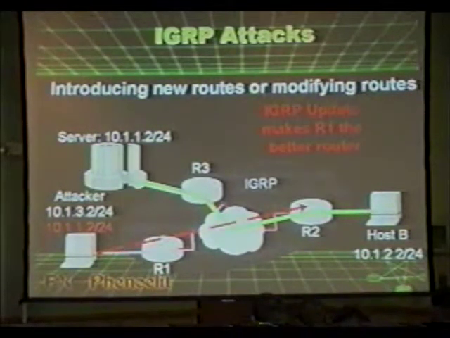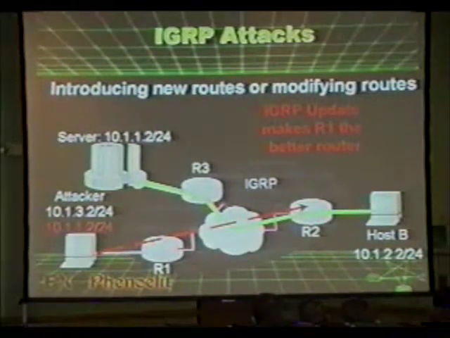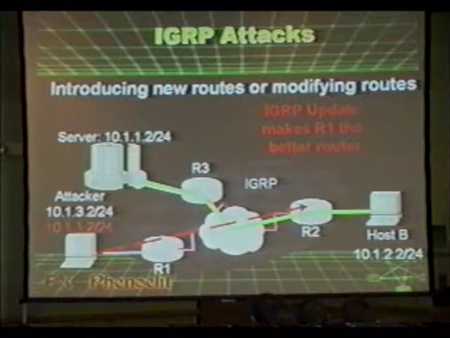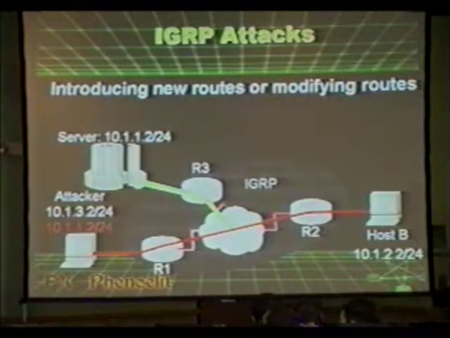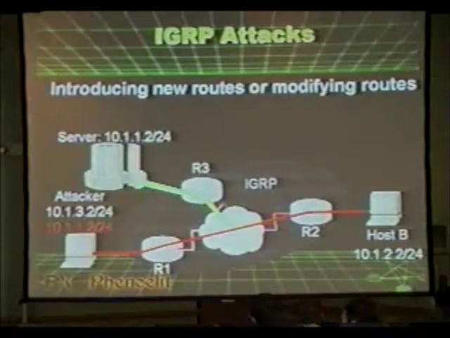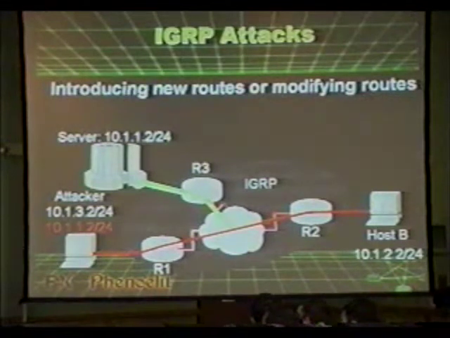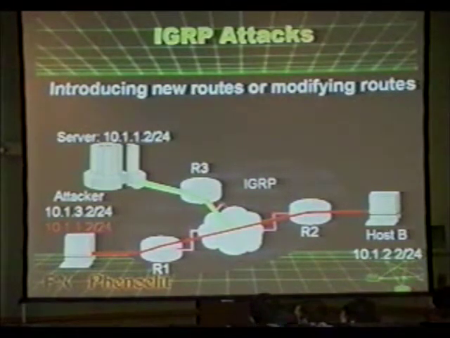Now he tells R2 that R1 is definitely a better route to reach the server than the original R3. So host B actually ends up logging into his fake server, submitting his password and all the other information you just want to have, or just being curious, yeah. We don't do bad stuff, right? So, and he gets all the traffic. Great. He can even run a fake server on it that looks like the original one.